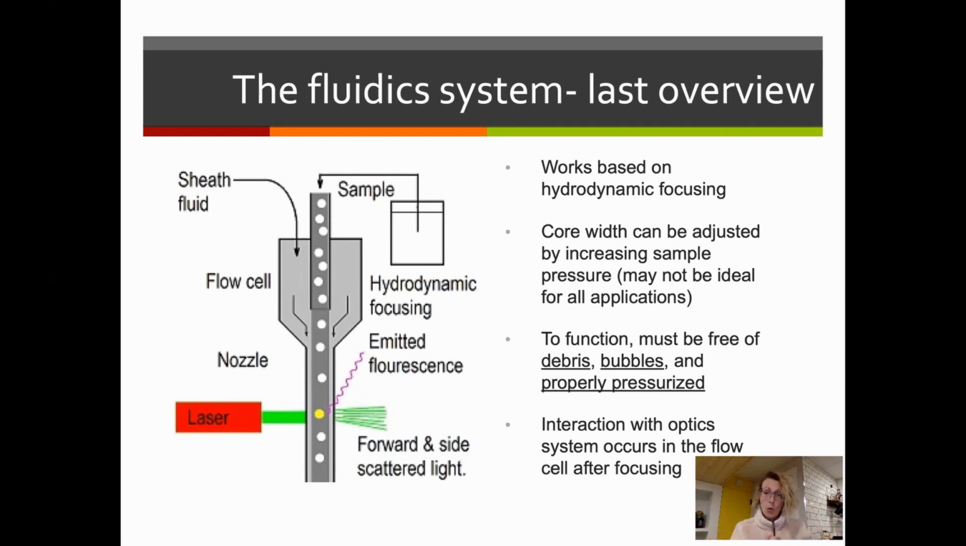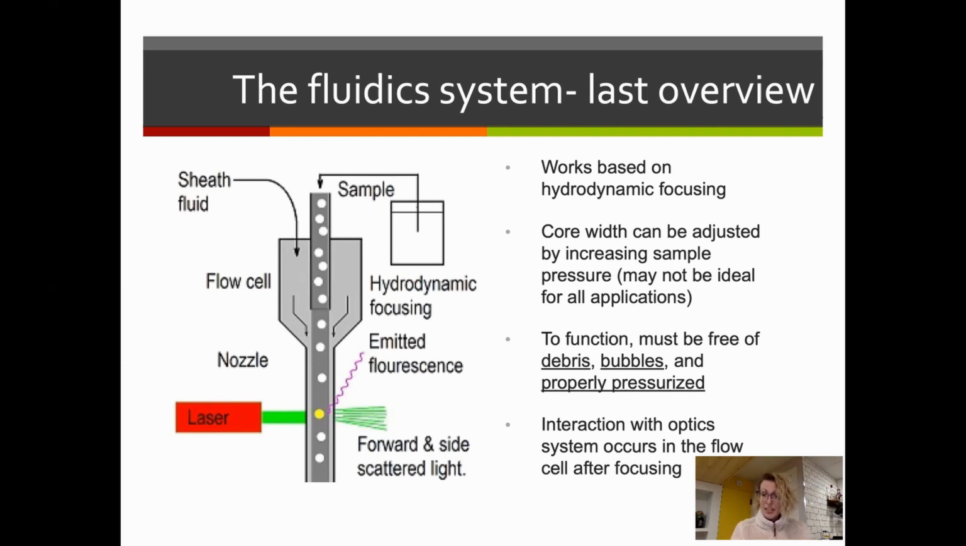Now, the width of this core can be adjusted by increasing the sample pressure. So the faster you run a sample, the more pressure that is exerted on your sample, the wider this core stream gets. Again, this will increase the risk of running more than one cell at a time through a laser or running cells out of the resolution plane of the laser. Now, to function properly, this sheath fluid needs to be free of debris, free of bubbles, and properly pressurized. So that's how you get a nice clean set of data, is by having really great fluidics.